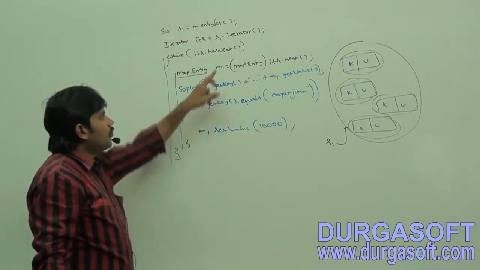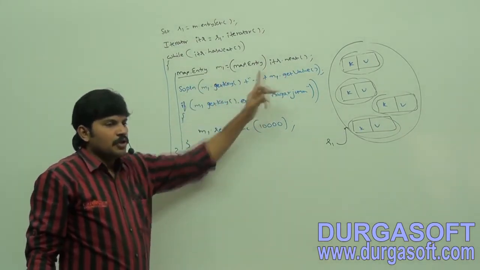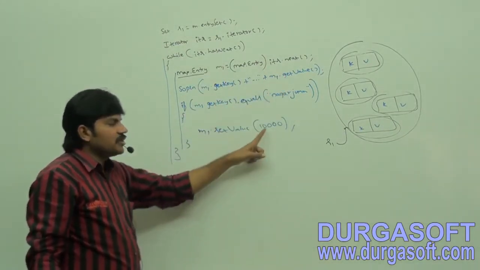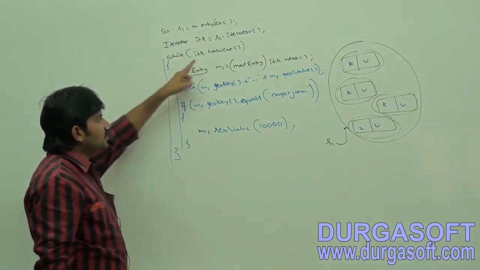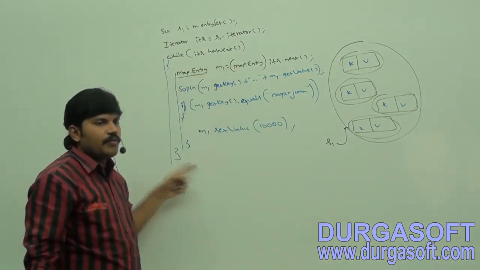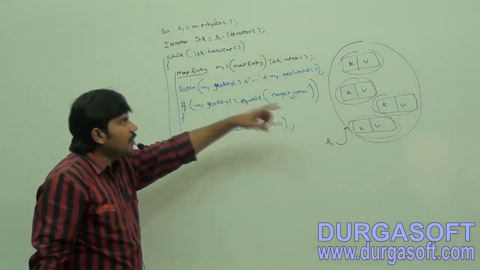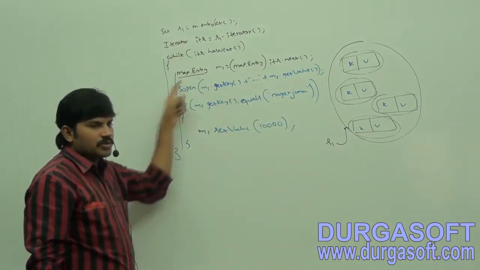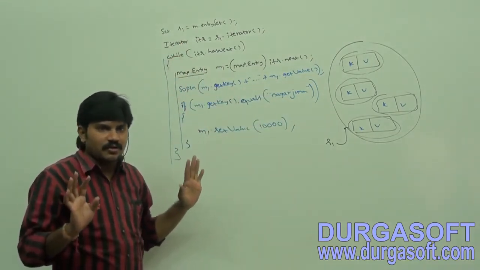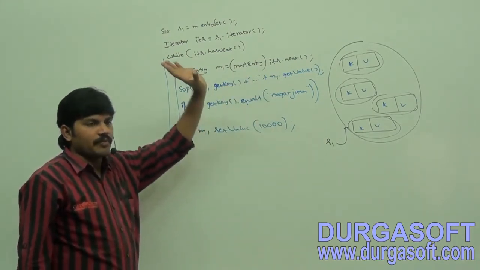Now I got the first entry's key and value. If the key is Nagarjuna, change its value to 10,000. Go for the next entry, go for the next entry, go for the next entry. For every entry object present in this set, this process will be repeated. Are you able to understand that? Okay, now key value pairs we will get by default.